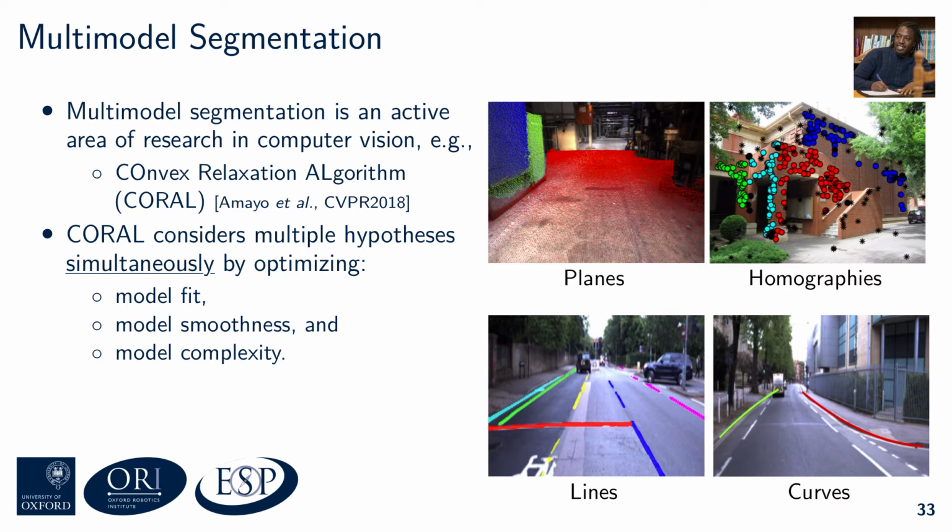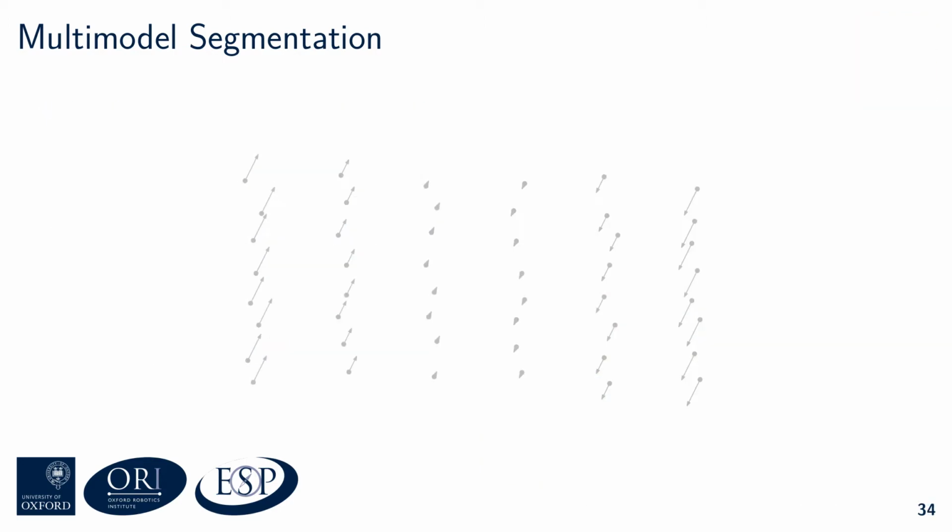Paul's used Coral to do things like find planes and LiDAR data and to extract homographies, lines, and curves from monocular images. So let's look quickly at how Coral would segment our multi-motion problem, focusing on only the outlier set left over from the first pass of RANSAC to make things clearer.